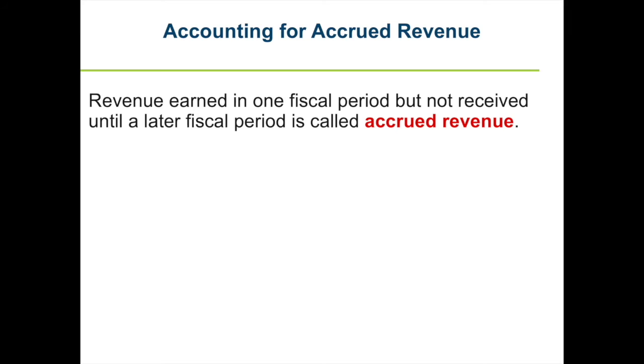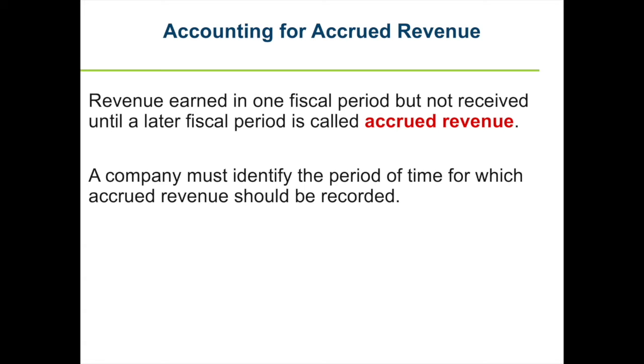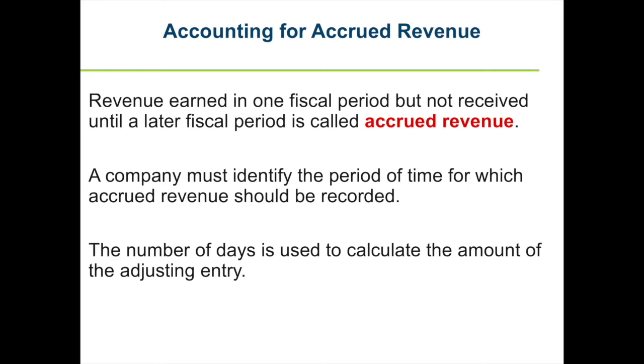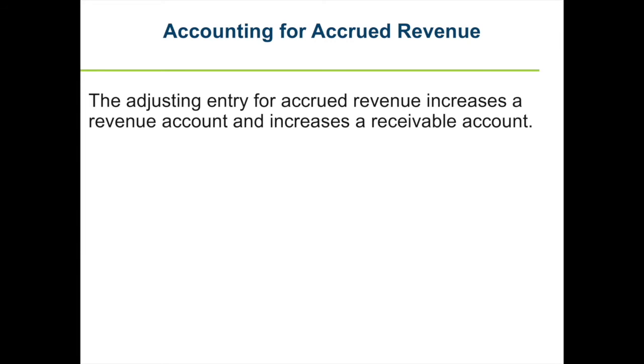Revenue earned in one fiscal period but not received until a later fiscal period is called accrued revenue. A company must identify the period of time for which accrued revenue should be recorded. The number of days is used to calculate the amount of the adjusting entry. The adjusting entry for accrued revenue increases the revenue account, which means we credit that account, and it increases a receivable account, which we debit.